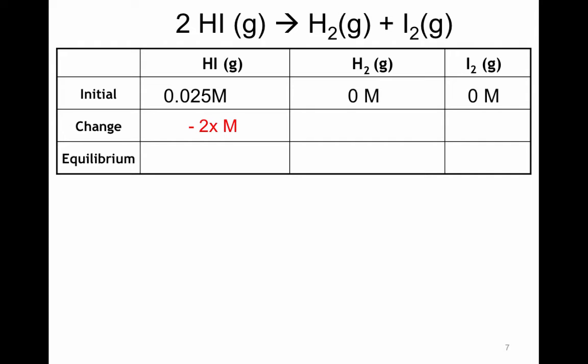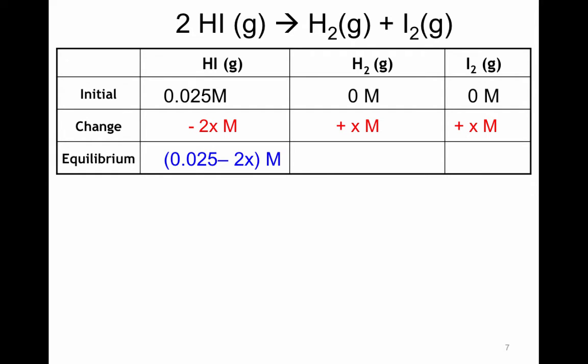Now, why is it 2x right now? The 2 comes from the coefficient in front of HI. We had coefficients of 1 in the previous example, and so I didn't need to write them down. But now here it's a 2x. Hydrogen and iodine are both 1s in front of them, so here it's just plus 1x. But hydrogen iodide, it's important to know that it's minus 2x.